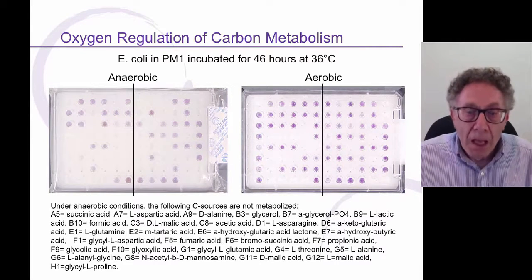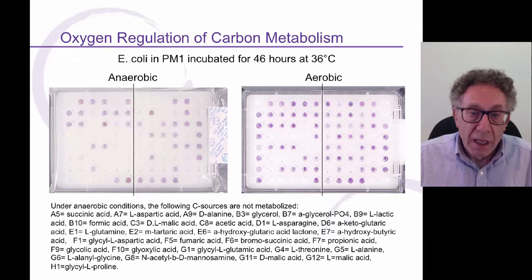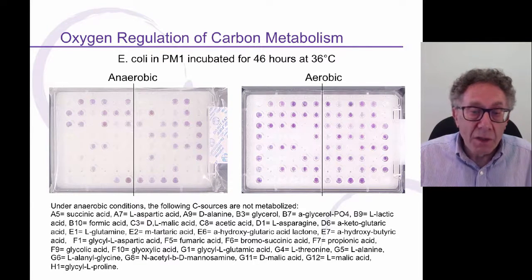But getting back to the point of this experiment is that the carbon metabolism of E. coli changes when it has oxygen available aerobically versus when it doesn't have oxygen available anaerobically. And specifically, what you see is that anaerobically, E. coli loses metabolism of carboxylic and amino acids. It still can metabolize sugars, but no longer can metabolize acids.